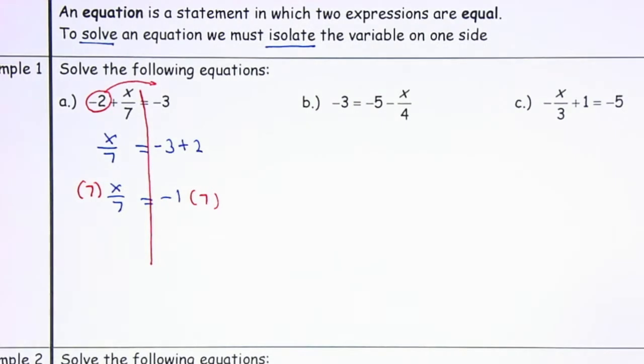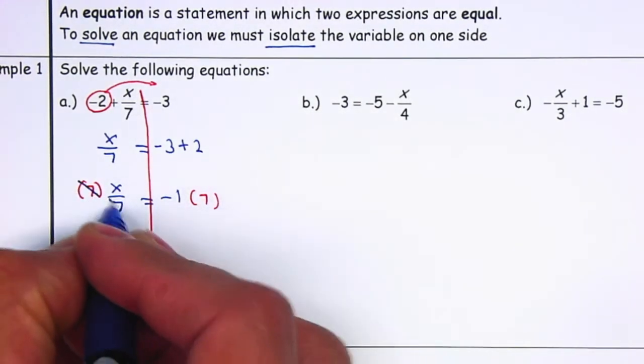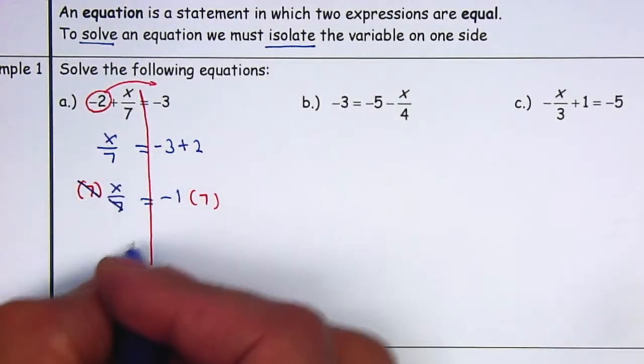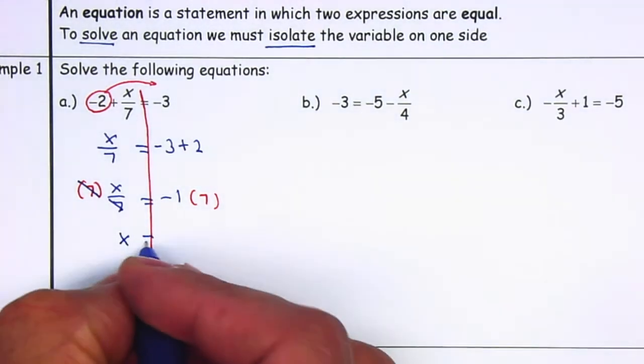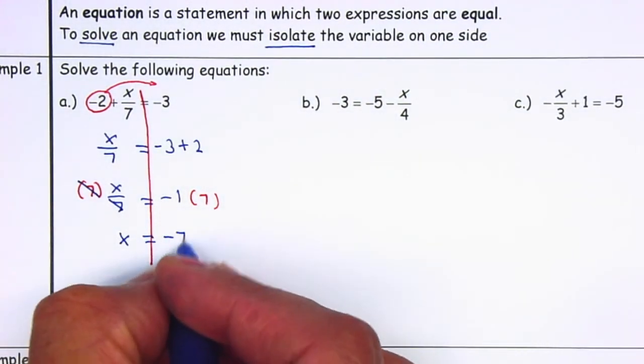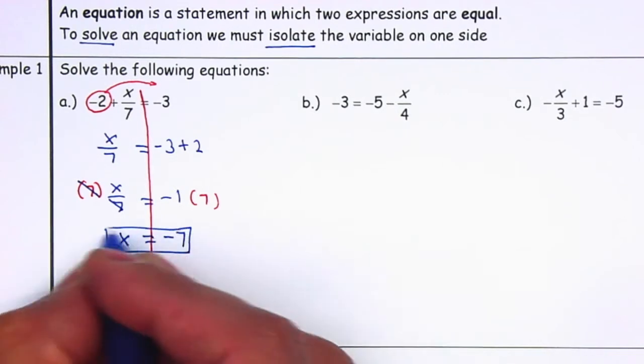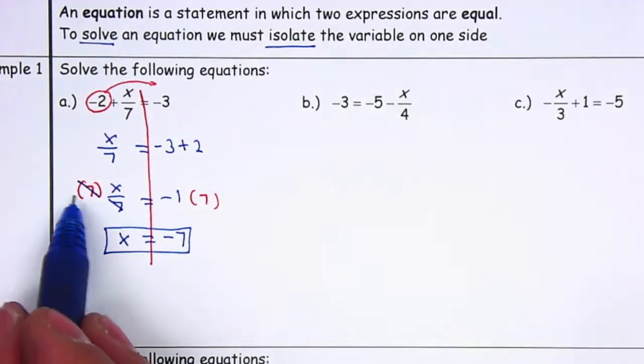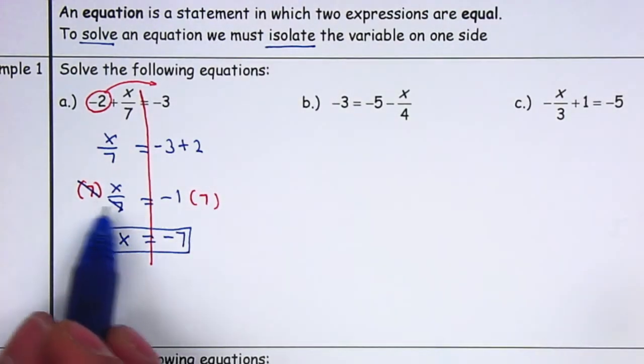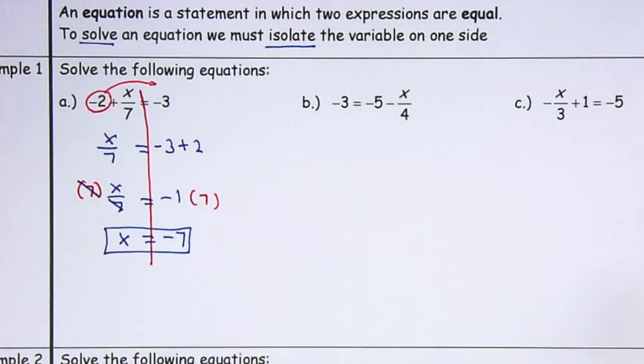Because 7 divided by 7 is 1, or we say that they just cancel. So we bring down the 1x, or just x. -1 times 7 is -7. And if you guys notice, once we multiply by the 7, we get the solution. Very easy process.